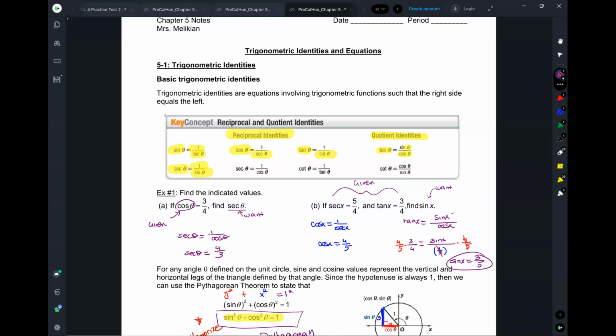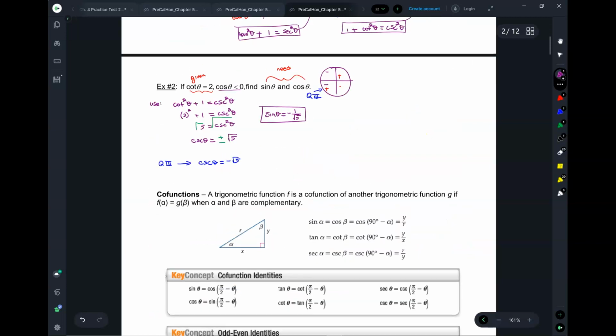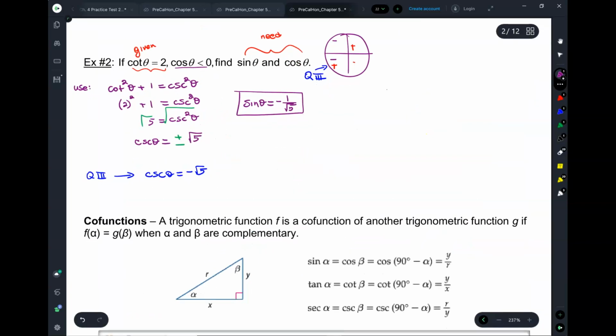Cotangent is cosine over sine. We've got that one too, right? Does it matter which one you use? No. Which one would we choose? The easier one. This doesn't have anything squared. Let's use that one, okay? So, cotangent theta is equal to, what is it? Cosine theta over sine theta. So let's see what we have. Cotangent theta is 2 equals cosine theta over sine theta.